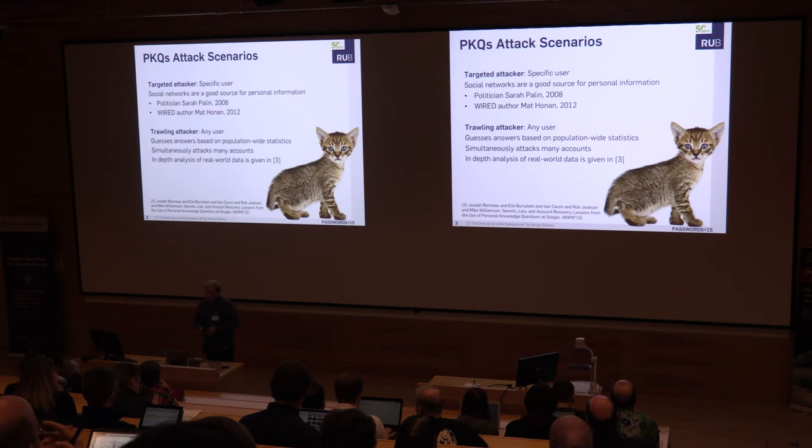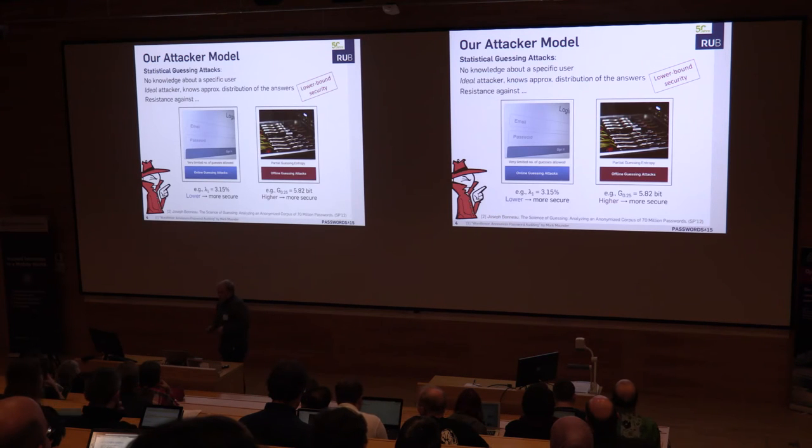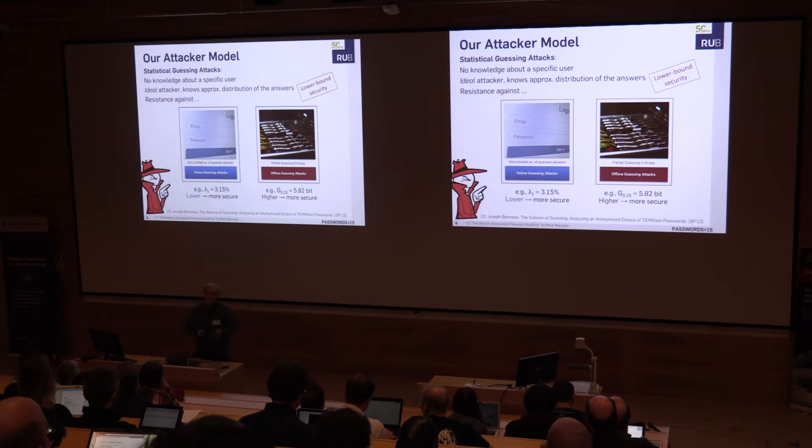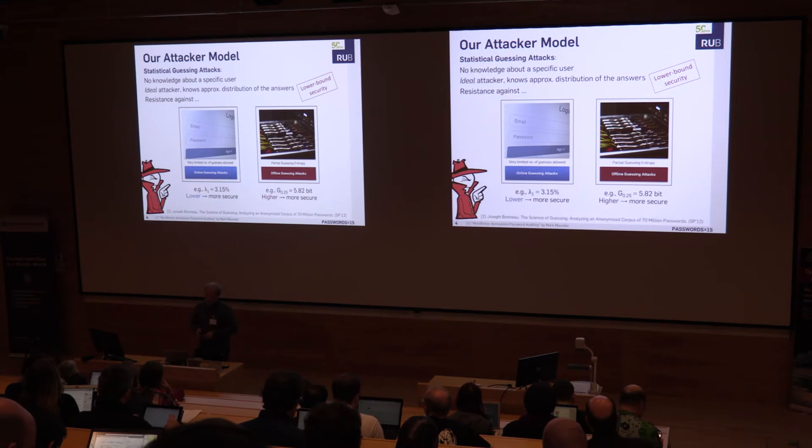And there's an in-depth analysis from this year about real-world personal knowledge questions, which is based on the work of Elie Bursztein at Google. However, this data set is not publicly available, so no one can reproduce the results. In our paper, we considered the attacker model of a statistical guessing attack. So we don't have any specific knowledge about the specific user. And we consider an ideal attacker who knows an approximation of the distribution of the answers. So our security analysis gives the lower bound security because in practice, a real-world attacker only has a rough approximation of the distribution of the answers.